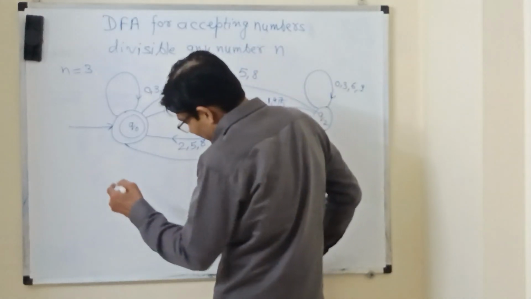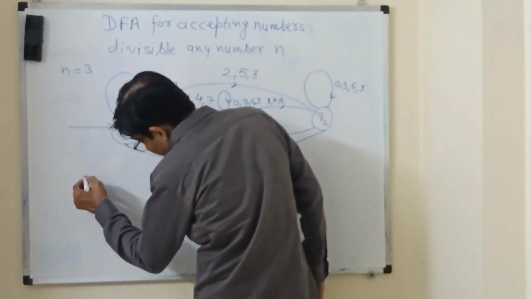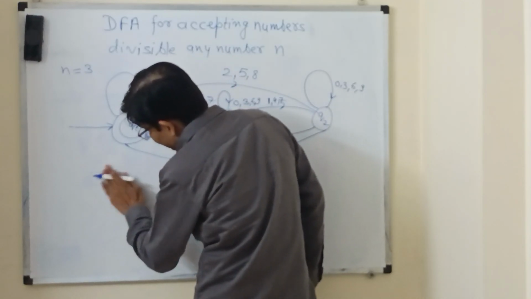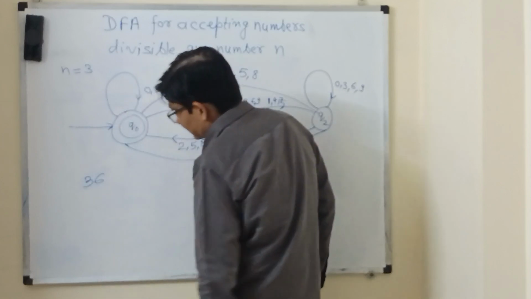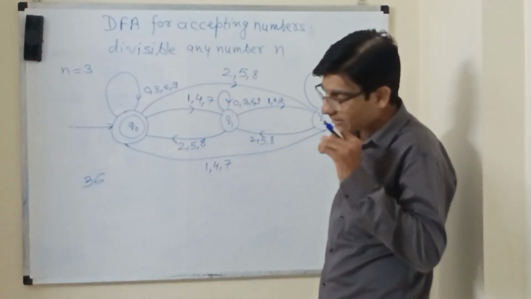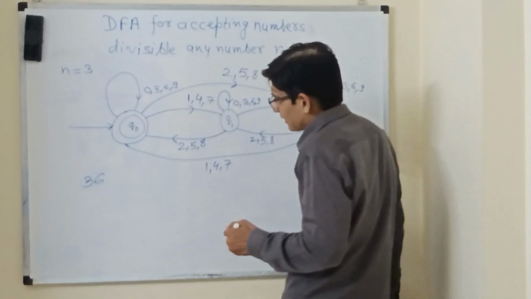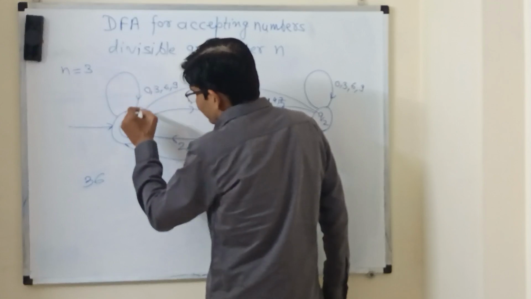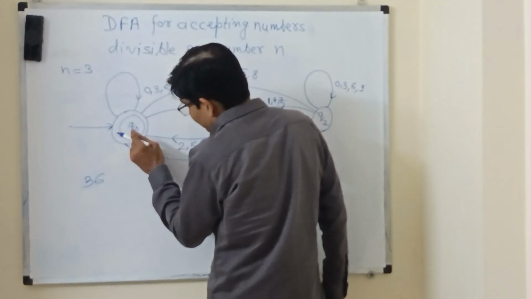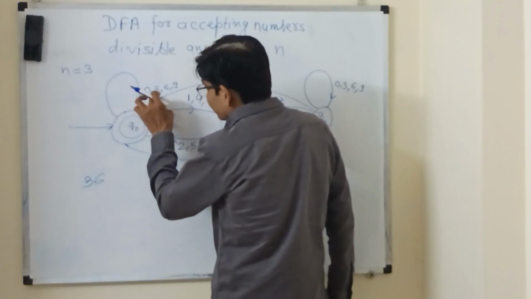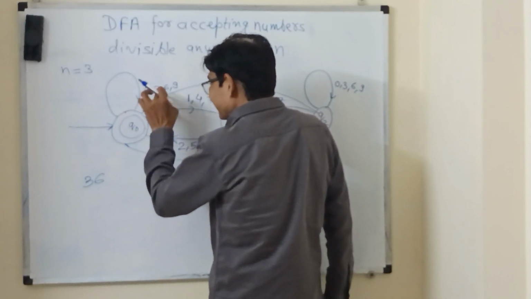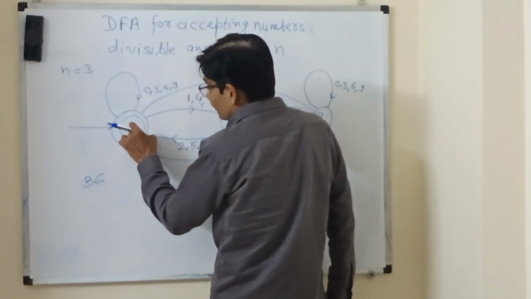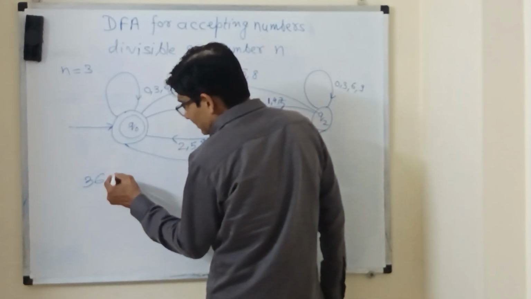Now, I will show you one example. Like 36. 36 is divisible by 3. So let's see where we end up. Initially we are on Q0. On applying 3, we are still on Q0. On applying 6, we are still on Q0. That means after reading the complete string, we are on Q0, which is the final state, so it is accepted.